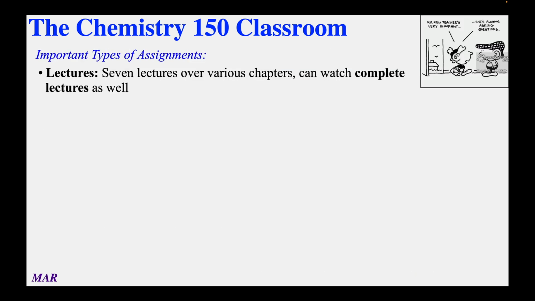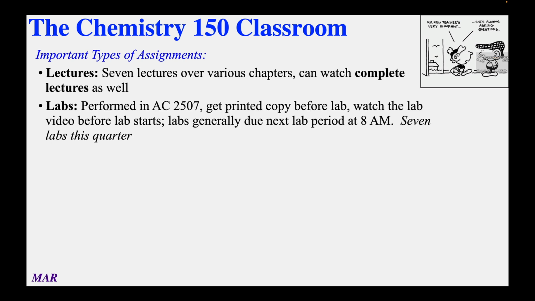While taking Chemistry 150, there are several important types of assignments that are worth talking about. There are lectures, all right? There are lectures over the different chapters we're going to look at, 7 in total. You can also watch the complete lectures. Labs will be definitely a part of our Chemistry 150 class. We'll meet in AC 2507. Please bring a printed copy before you come to lab. You will fill it out while you're watching the video and while you are performing the lab. Labs are generally due the next lab period around 8 a.m. There are 7 labs in Chemistry 150.